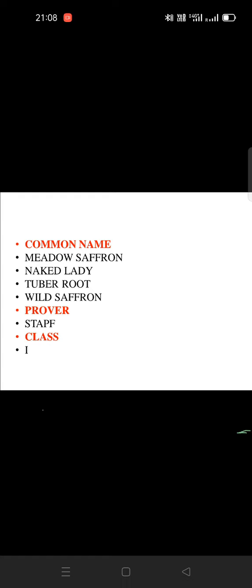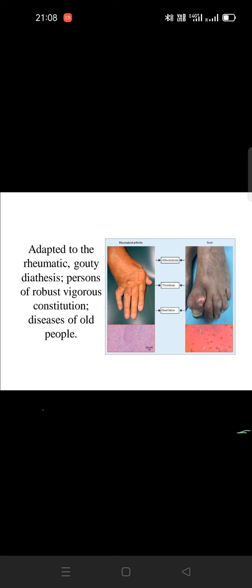So let's start with the symptoms of Colchicum autumnale. Adapted to the rheumatic, gouty diathesis, person of robust vigorous constitution, diseases of old people. What do you mean by diathesis?